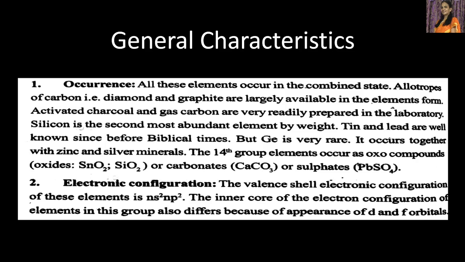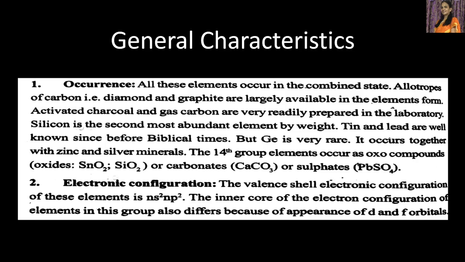Next, let's study the electronic configuration. These elements have 4 electrons in the valence shell, therefore their outer electronic configuration is ns2 np2, that is, 2 electrons are present in the outer s orbital and 2 electrons are present in the outer p orbital. So the general valence configuration of these elements is ns2 np2.